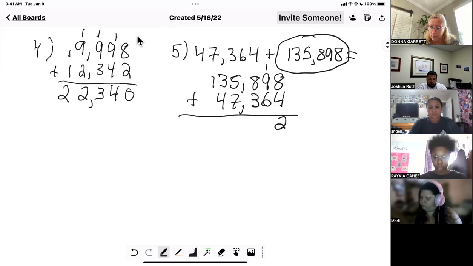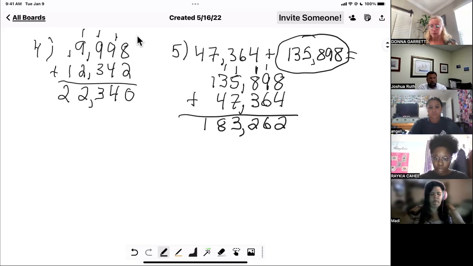9 plus 1 is 10, plus 6 is 16. 8 plus 1 is 9, plus 3 is 12. 5 plus 1 is 6, plus 7 is 13. Carry the 1. 4 plus 3 is 7, plus 1 is 8. And 1, I just bring down the 1. And there's my answer, 183,262.